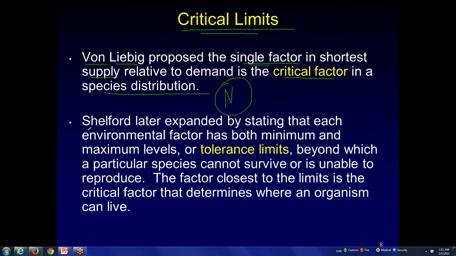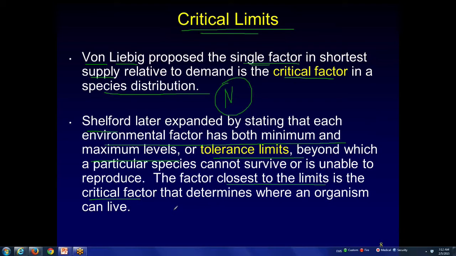However, Shelford expanded Liebig's idea by stating that each environmental factor has both a minimum and maximum level, or tolerance limits, beyond which a particular species cannot survive or is unable to reproduce. The factor closest to the limits happens to be what we call the critical factor.